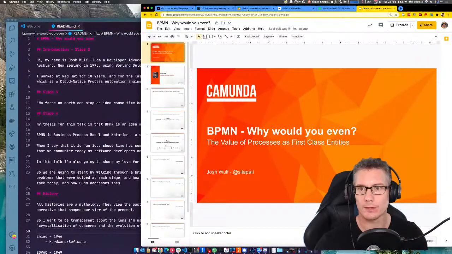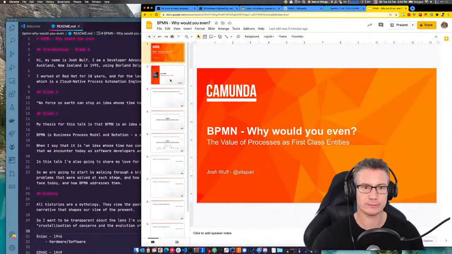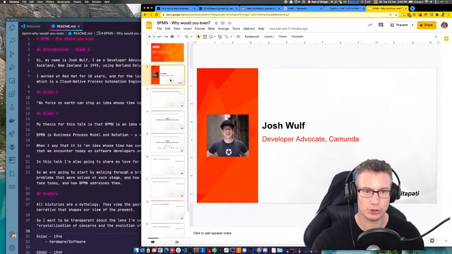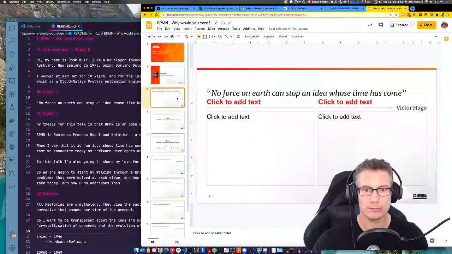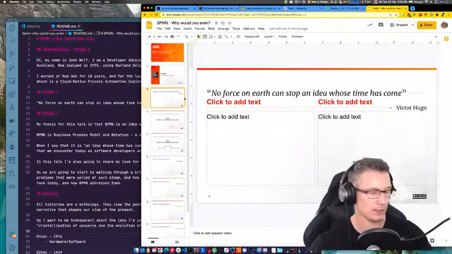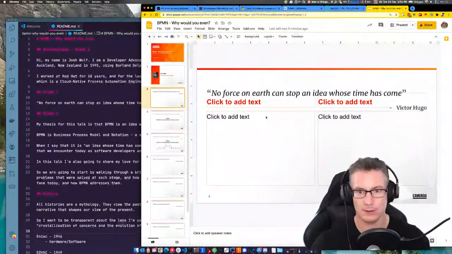Goodbye. Okay, so BPMN, why would you even? Next slide, introduction. Here we go. No force on earth can stop an idea whose time has come. Let's get rid of these extra things.